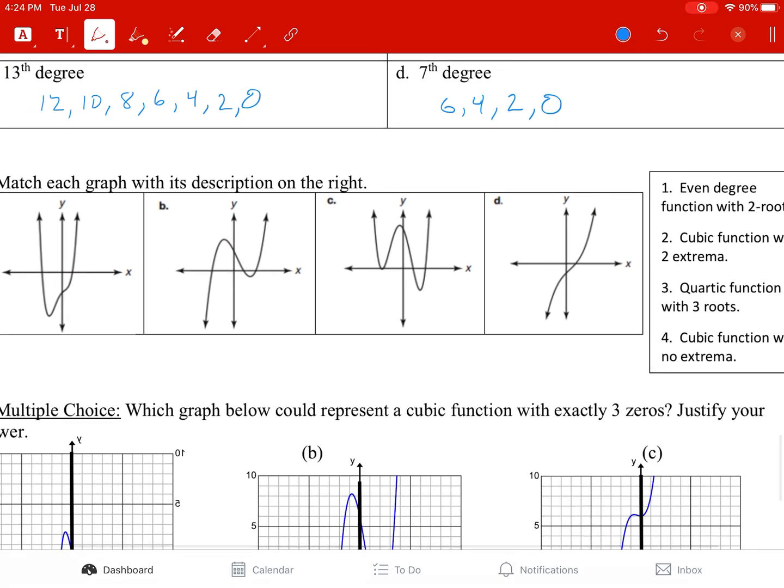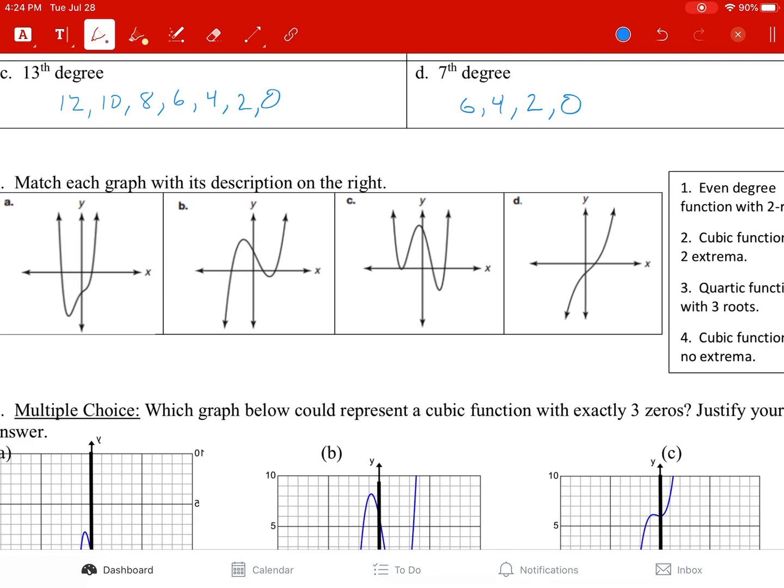Okay, so if it starts and ends in the same direction, it can either be A or it could be C, because B and D start and end in different directions. So which one of these between A and C has only 2 roots? So 2 times where it goes through the x-axis, and that is A. Here's the first one, here's the second one. C hits the x-axis 3 times. There's 1, 2, and 3. So it can't be C. So this is going to be 1.